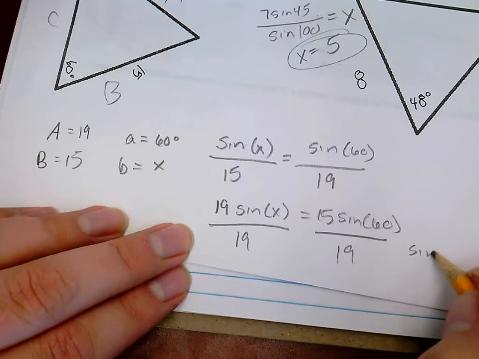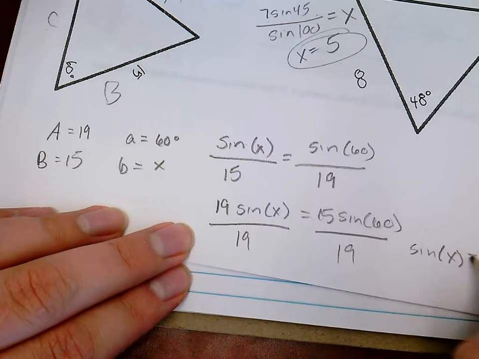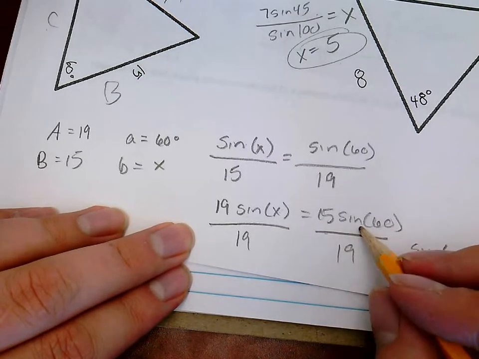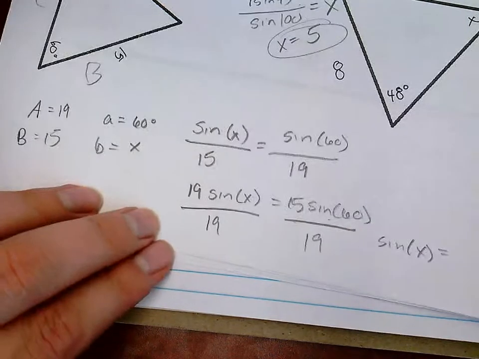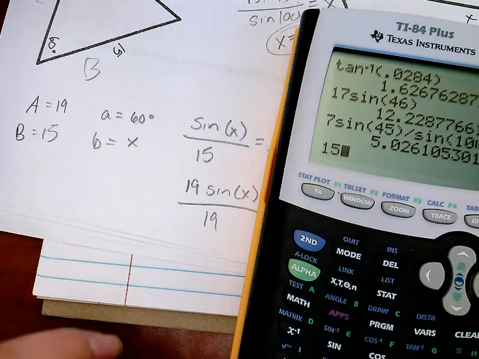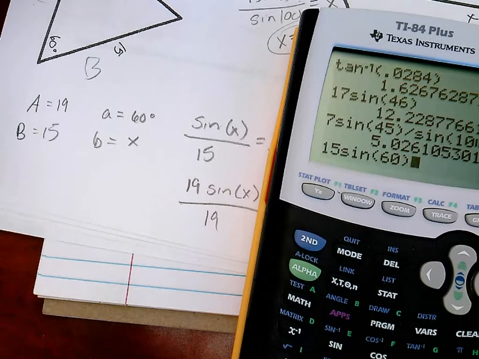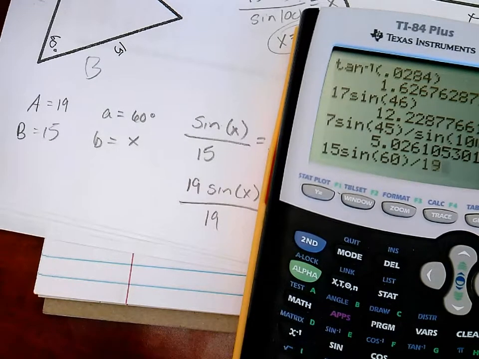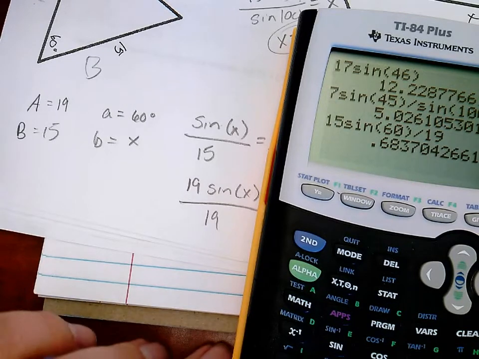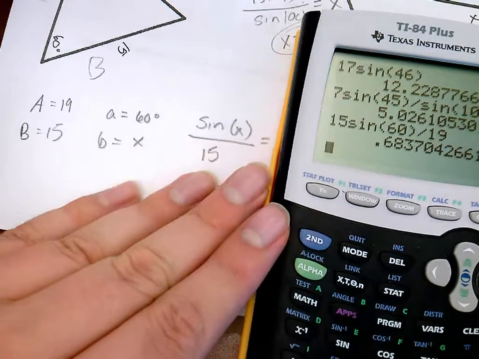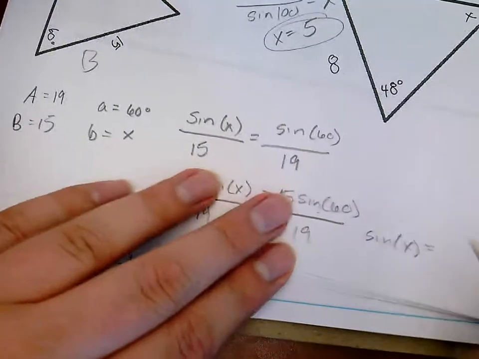That gives me sine of x equals, I'm going to put this in my calculator, 15 times sine of 60 divided by 19. 15 sine of 60 divided by 19. And that gives me 0.684, I'm going to say. All right?